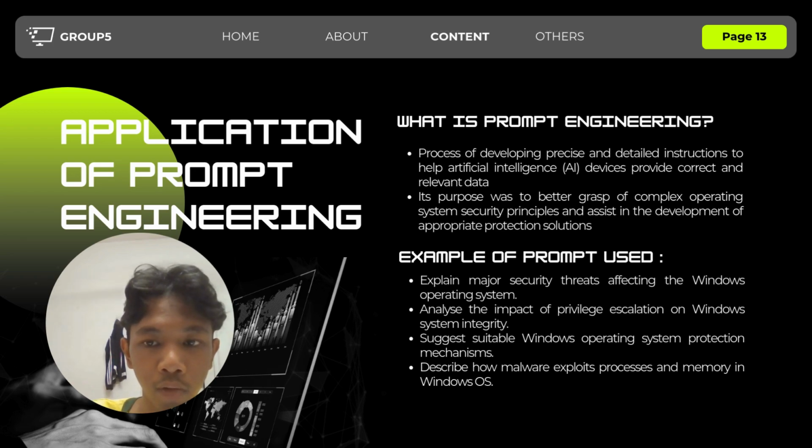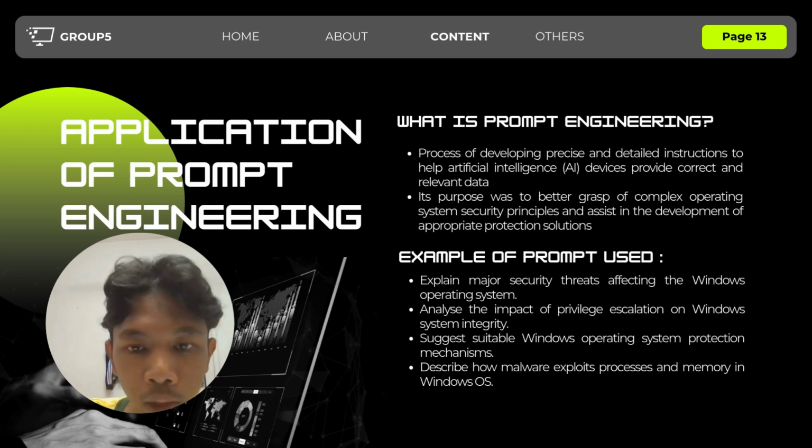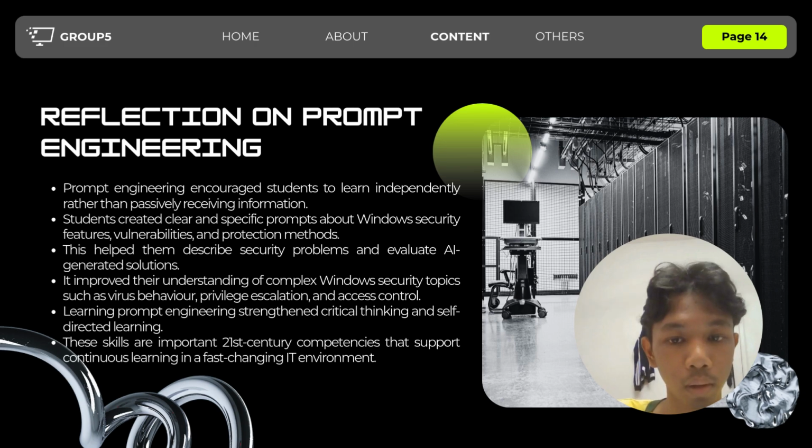Here are some examples of prompt use. First, explain major security threats affecting the Windows operating system, analyze the impact of privilege escalation on Windows system integrity, suggest suitable Windows operating system protection mechanisms, and last but not least, describe how malware exploits processes and memory in Windows OS. Next, I will explain the reflection on prompt engineering.